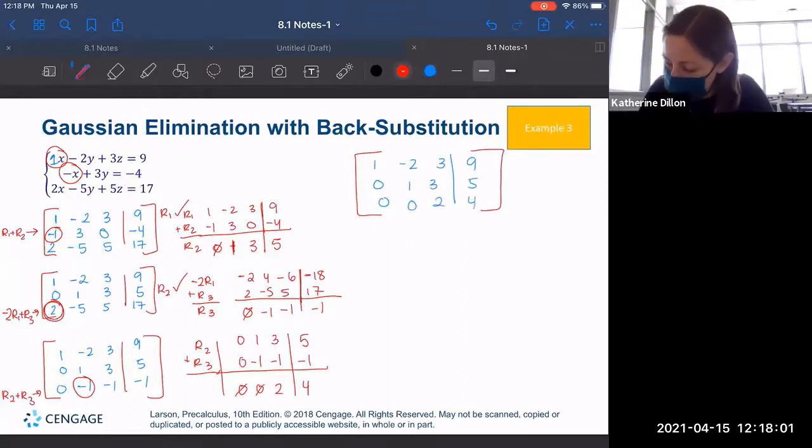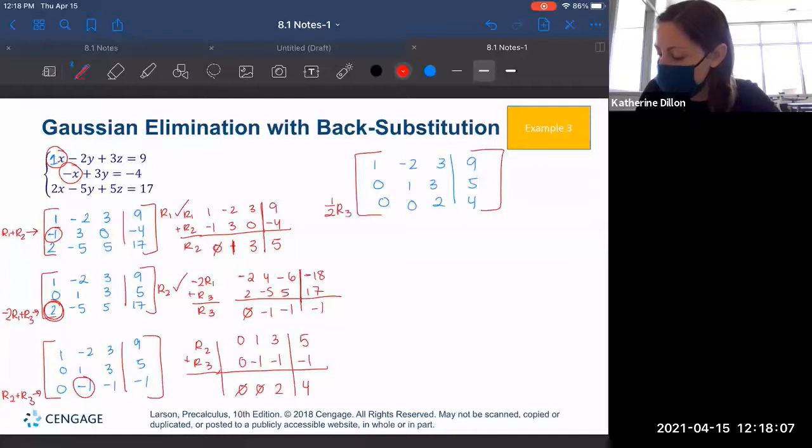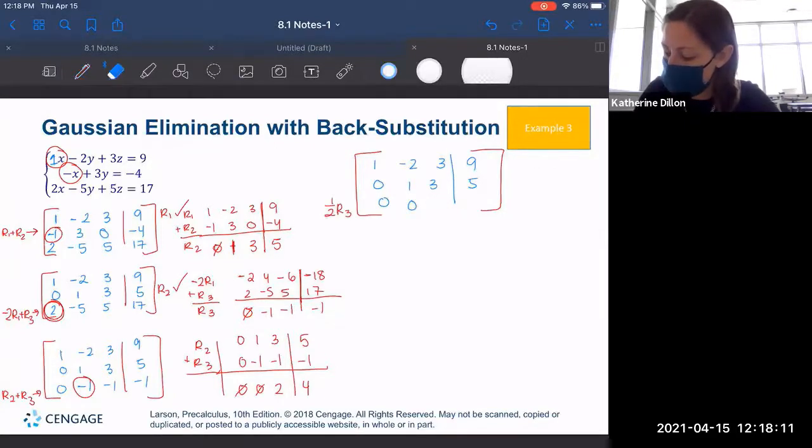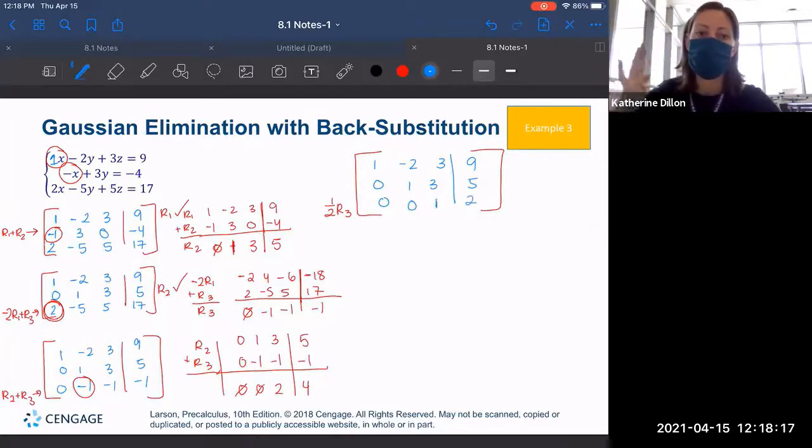And then just to save space, although if I were you, I'd write it again, I'm going to multiply row 3 by 1/2. So that brings those two numbers to 1, 2. So now we've got that stair-step pattern. Very nice. Looks good.